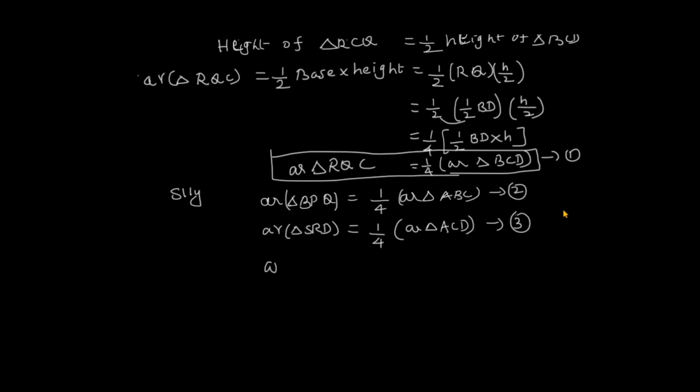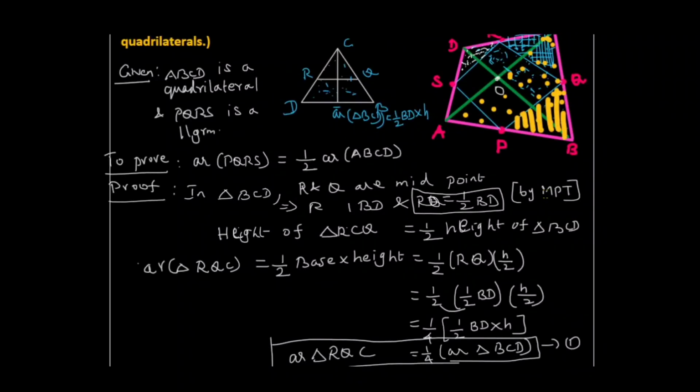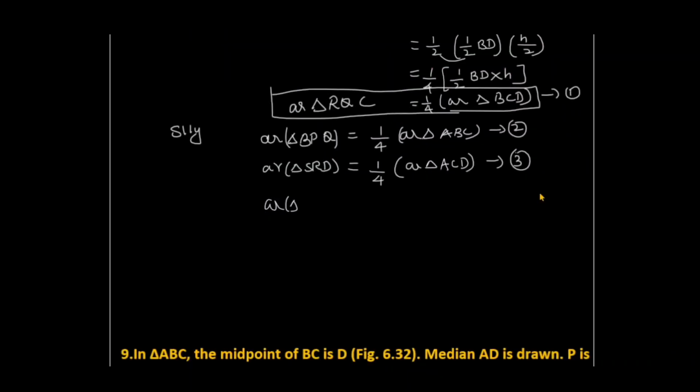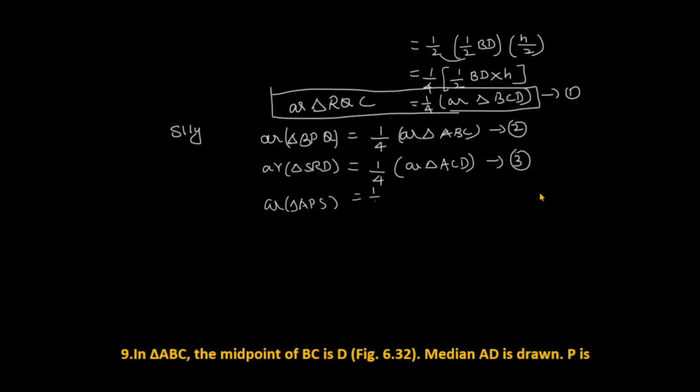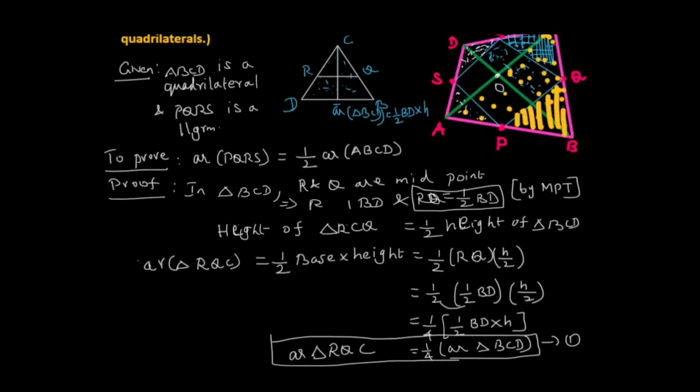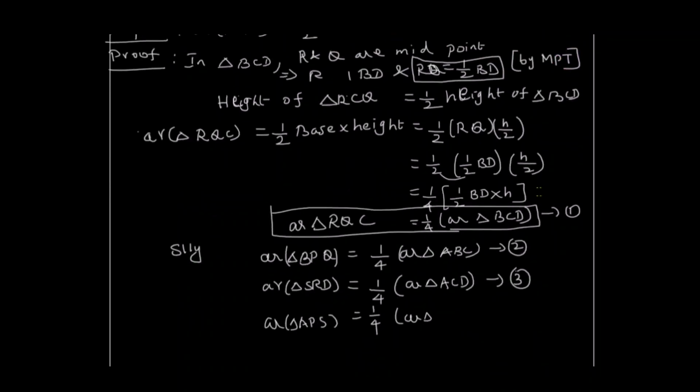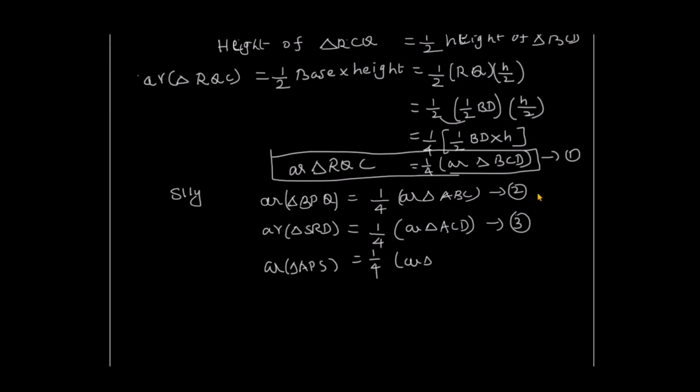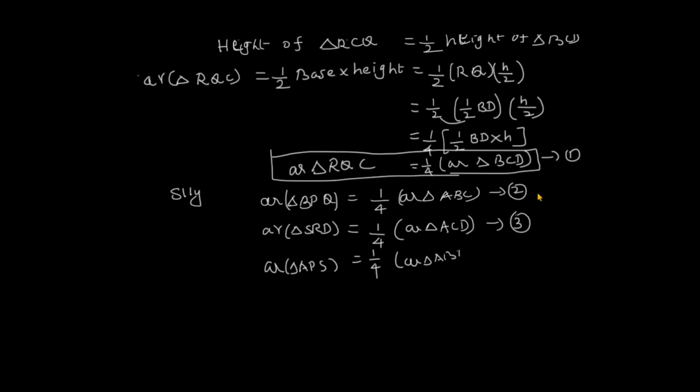Next, the next small triangle, this one, APS. Area of triangle APS is equal to 1/4 of area of triangle ABD, 1/4 of area of triangle ABD. This is our fourth.